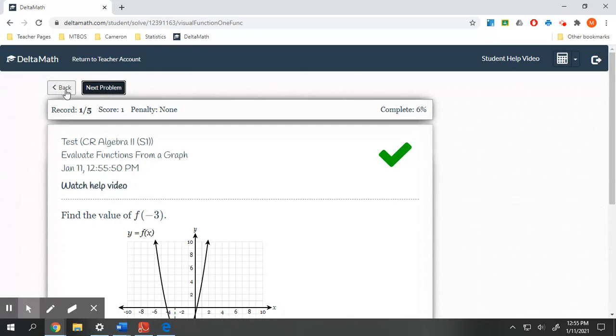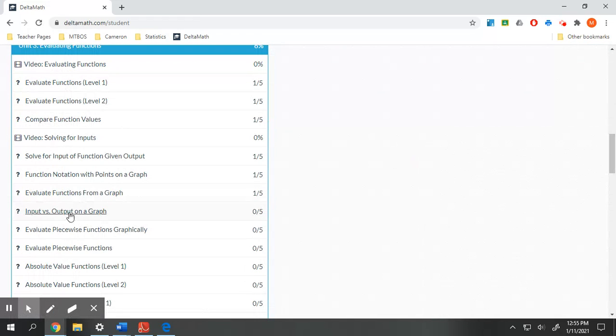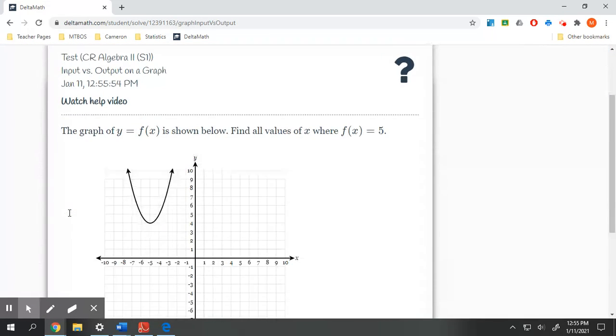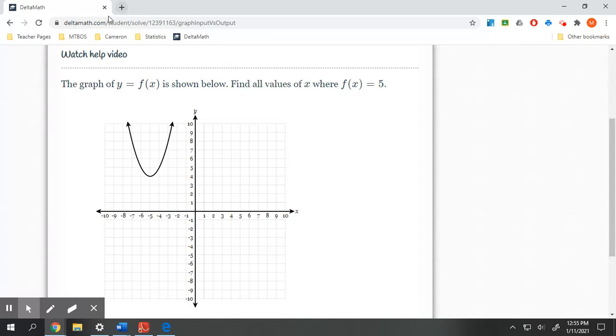All right. And last type like this is input versus output on a graph. Ooh, I like this one a lot. So this says the graph of y equals f of x is shown below. Find all values of x where f of x is equal to 5. So I'm looking for any place, any x value that has an output of 5. Now, I always like to kind of think of these, okay, well, here's an output of 5. All right, I'm looking for any x value, pardon the not straight line, any x value that satisfies that.